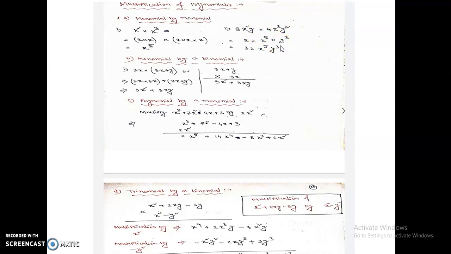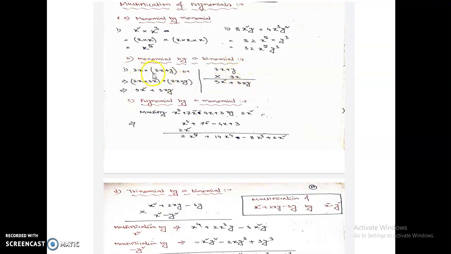Okay. Similarly, we can do the same thing for monomial by a binomial. Here we are multiplying monomial by binomial, right? 3x plus y into 3x. 3x is a monomial, 3x plus y is a binomial, right? Containing 2 terms. Binomial means containing 2 terms, 3x and y. So here 3x into 3x, that means 9x square, and 3x into y, that means 3xy.